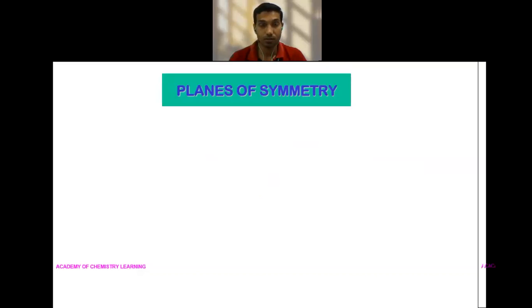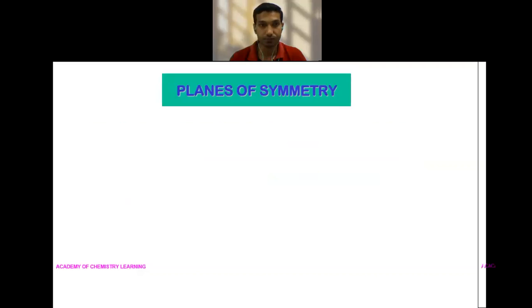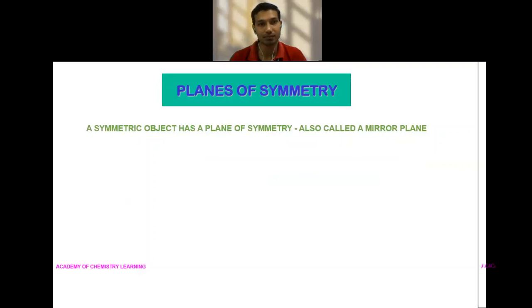Now, what is plane of symmetry? It is important because in the previous lines it says that a structure that has no plane of symmetry or a structure that has plane of symmetry. So we should know what is plane of symmetry. If an object is symmetric, then it has a plane of symmetry, or you can say mirror plane. It has mirror plane.